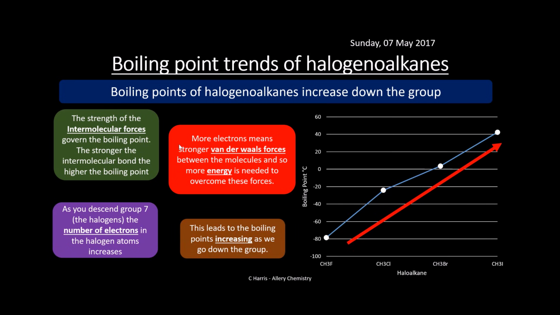This basically leads to, if we have all these as halomethyl compounds, so we've got fluoromethane, chloromethane, bromomethane, iodomethane. So just to keep it the same, obviously the halogens are changing. So we're looking at the effect of the halogen. The halogen gets bigger, more van der Waals, boiling point increases as we go down the group.